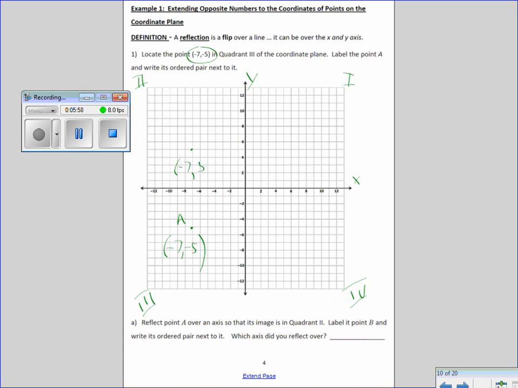It's kind of tough to work with this in full screen mode. And they want you to label that what? B. It's called a reflection over the x-axis. Put x there. Now here's where we have to be flipping back and forth. Go to the next page.